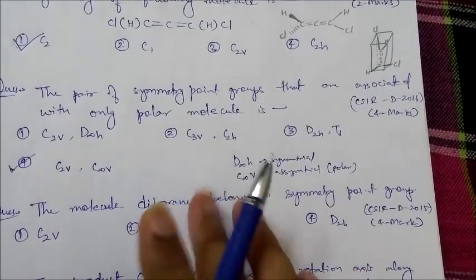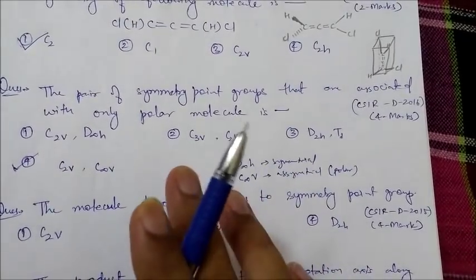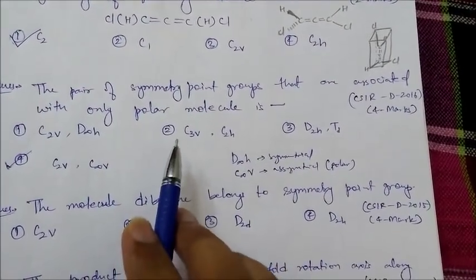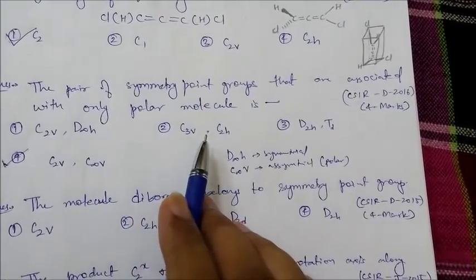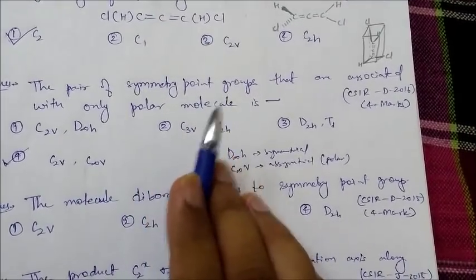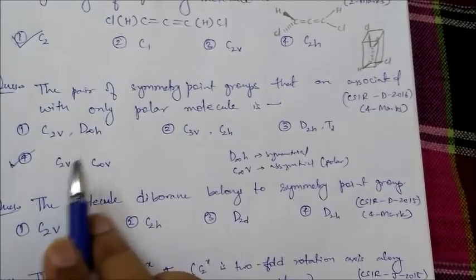You can take examples. I have given lots of examples in my previous videos, so you can take out examples from there for each point group and check whether those examples are polar or non-polar. Okay, and then you will conclude from that only.